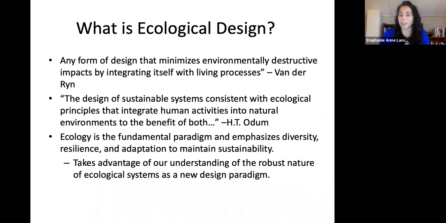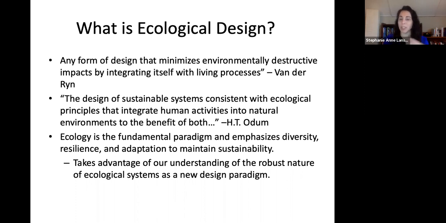So, what is ecological design or ecological engineering? It's any form of design that minimizes environmentally destructive impacts by integrating itself with living processes. So, that's by Van der Ryn. Another definition by H.T. Odum, who's considered kind of the father of ecological engineering, is the design of sustainable systems consistent with ecological principles that integrate human activities into natural environments to the benefit of both. So, again, the idea is it benefits both the environment and human society, with ecology as the fundamental paradigm.